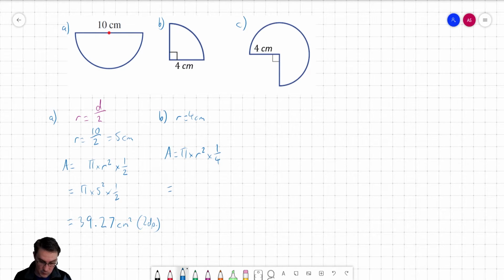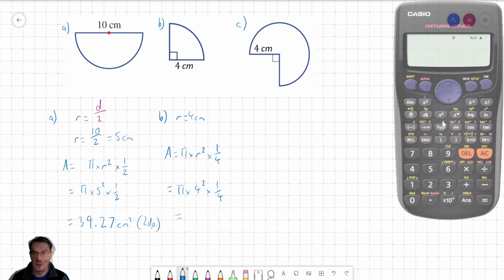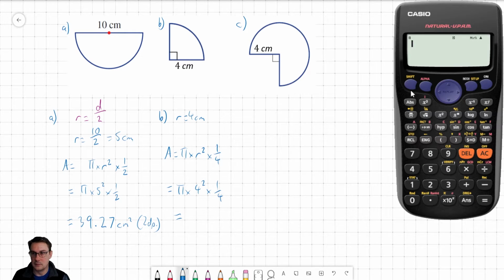Now, from here, what we're going to do is we're going to write down our working out, which gives us pi times 4 squared times 1/4. Typing this in, it's going to be pi times 4 squared times 1 over 4. The answer we get is going to be 12.57. This is going to be centimeters squared, and that's to 2 decimal places.